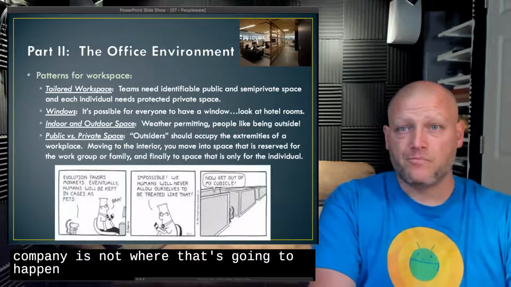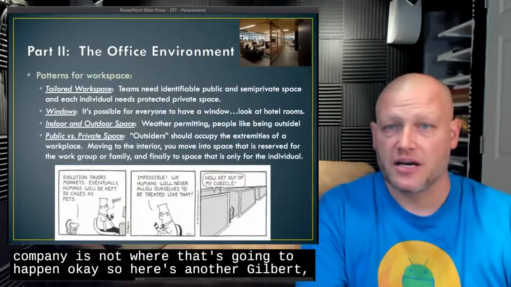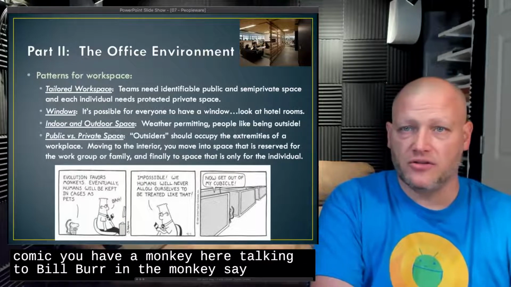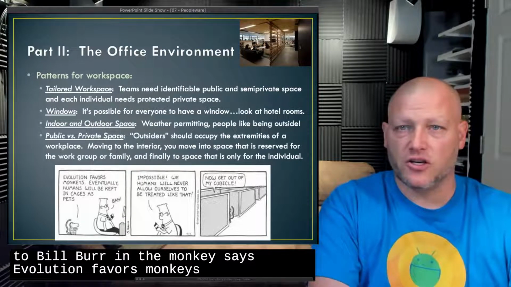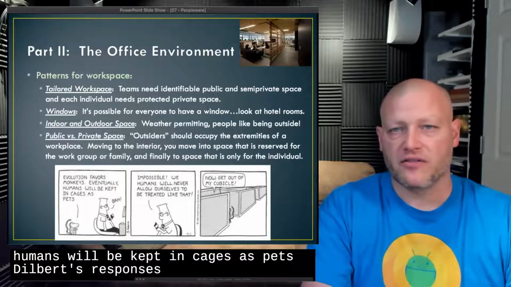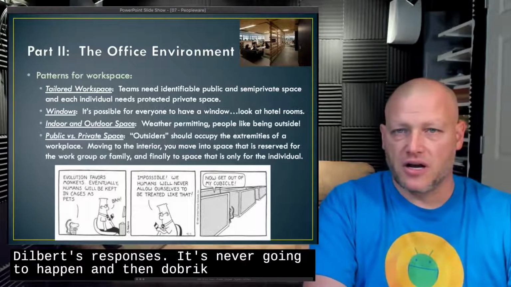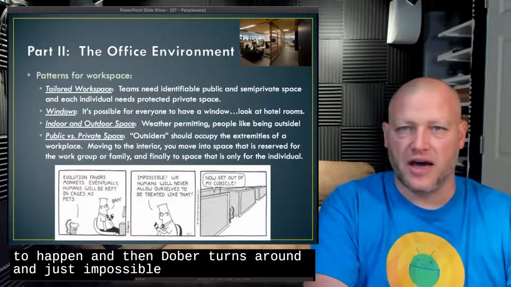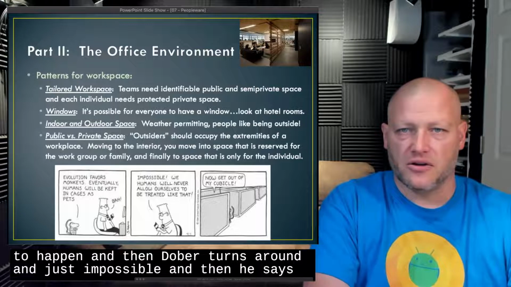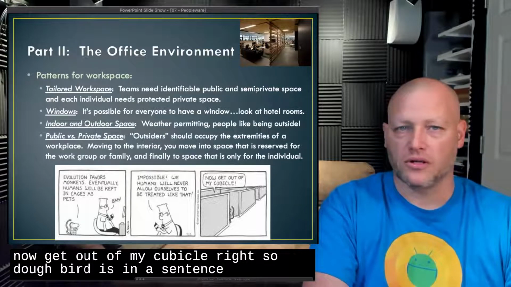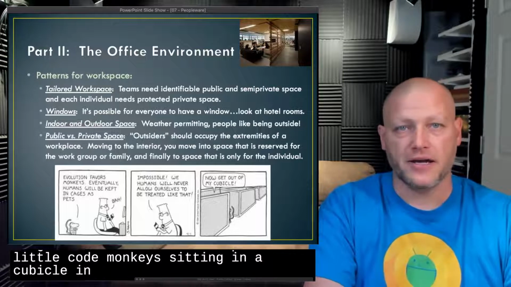Okay, so here's another Dilbert comic. You have a monkey here talking to Dilbert, and the monkey says, "Evolution favors monkeys. Eventually humans will be kept in cages as pets." Dilbert's response is, "Bah, that's never going to happen." And then Dilbert turns around and says, "Impossible. We humans will never allow ourselves to be treated like that." And then he says, "Now get out of my cubicle." So Dilbert is, in a sense, a poor little code monkey sitting in a cubicle in a cage.